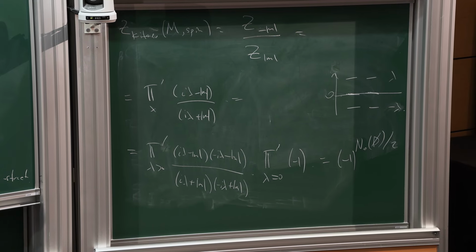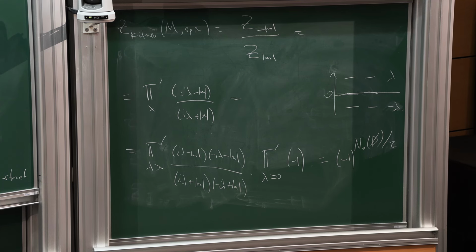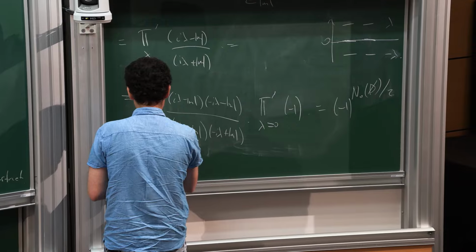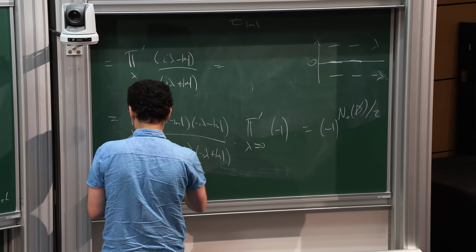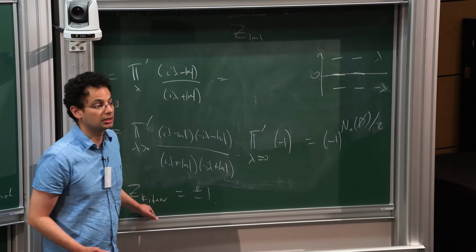Now on an arbitrary manifold. So this happens because you divide by this Z of m. That's correct. So I'm saying that the partition function must be this up to local counter terms, and I've tuned away these non-topological local counter terms. So the partition function is equal to plus or minus 1. Very simple. Z Kitaev is equal to plus or minus 1. Moreover, it's a topological invariant.